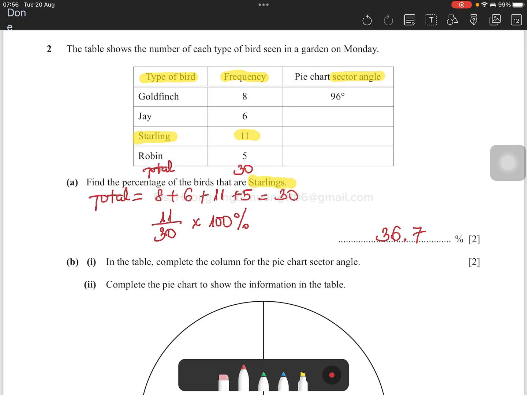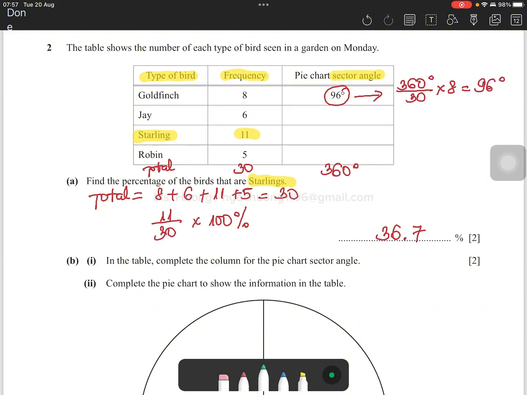B. In the table, complete the column for the pie chart sector angle. You know that the full angle is 360 degrees. So in this case, we need to complete this table. For example, 96 degrees can be calculated as, first we divide 360 degrees by 30 birds to find the angle for one bird, which is 12. And then 12 multiplied by 8 is 96 degrees.